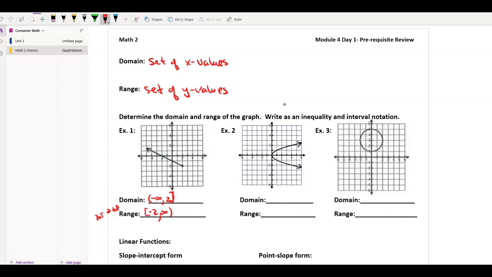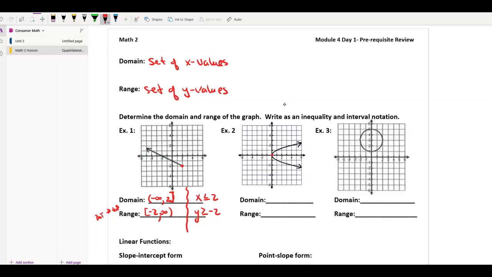Now, how do we write these as inequalities? This is interval notation. As an inequality, for this first one, all my x values go to the left forever and ever, starting at 2, so we're going to say x is less than or equal to 2. Now all my y values start at -2 and go up, so all my y values are greater than or equal to, what's the lowest y value?